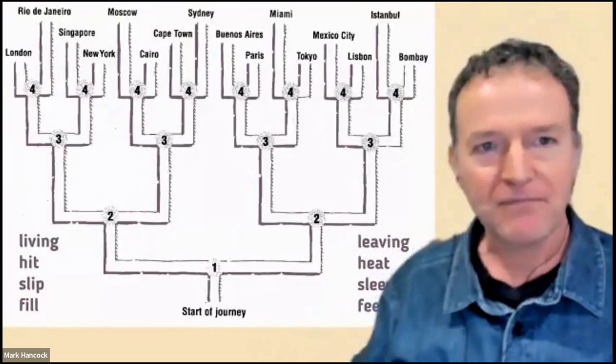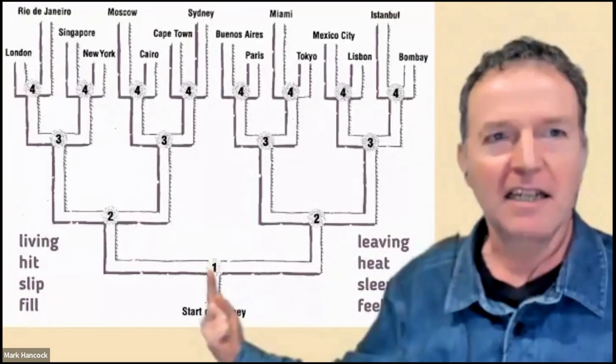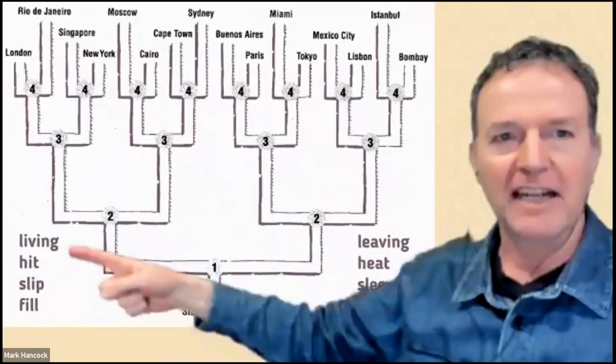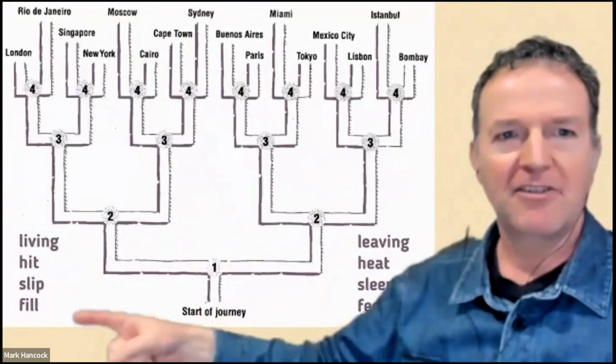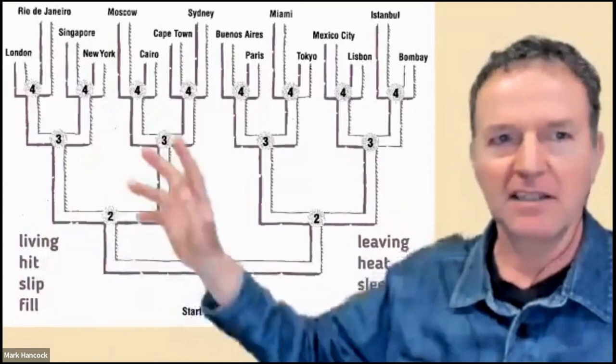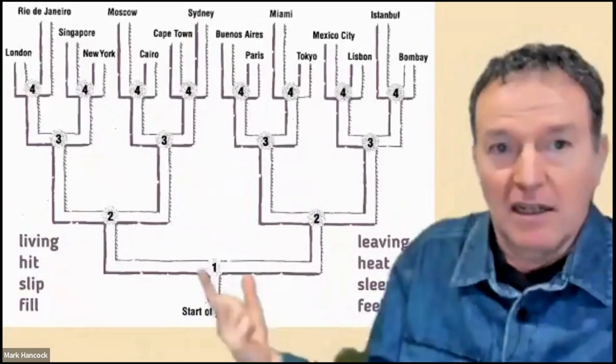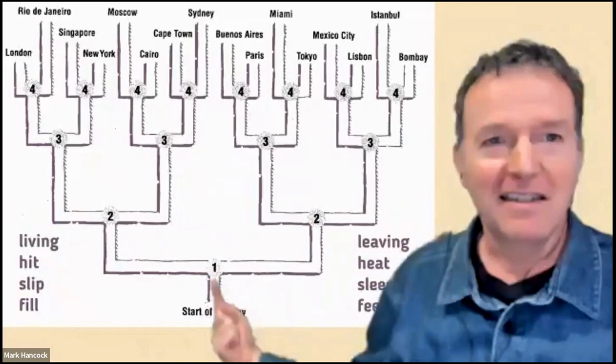We're going from number one, start a journey, all the way to one of these international destinations along the top. We've got these words down the side here. Look, you've got living, leaving, hit, heat, slip, sleep, fill, feel. I'm going to say a sentence with one of those, and you have to go either this way, call it west, if it's that word, and this way, east, if it's that word. I'll go through one example with you now. Number one, I'm living with mum.